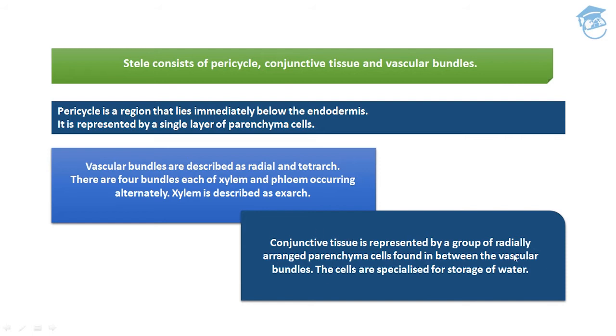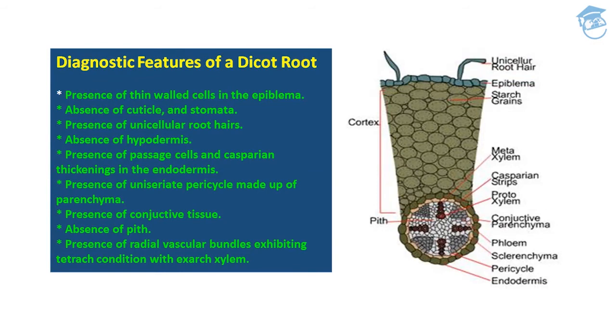It is represented by a group of radially arranged parenchyma cells which are found in between the vascular bundles. I'll show you what it is. So this is a unicellular root hair which is present on the epiblema. These are the starch grains that store the starch. This is the metaxylem, which is a smaller dot, and this larger dot is called protoxylem, which is formed in the early ages, and metaxylem is found in the later stages, and this is the Casparian strip.